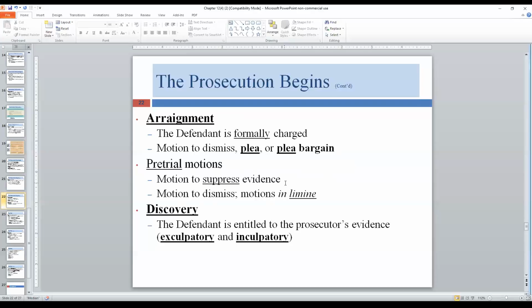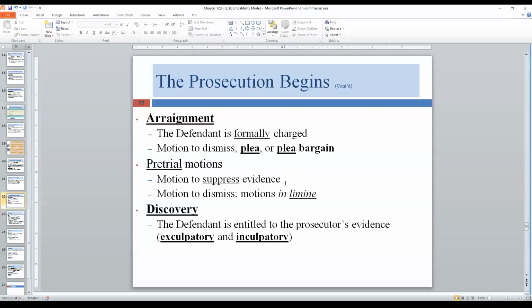Let's talk about discovery. In the textbook, we talk about civil discovery pretty extensively. We talk about interrogatories, depositions, requests for admission, mental and physical evaluations. But in the criminal system, we don't have those same tools of discovery. In fact, discovery is much, much more limited in the criminal system.